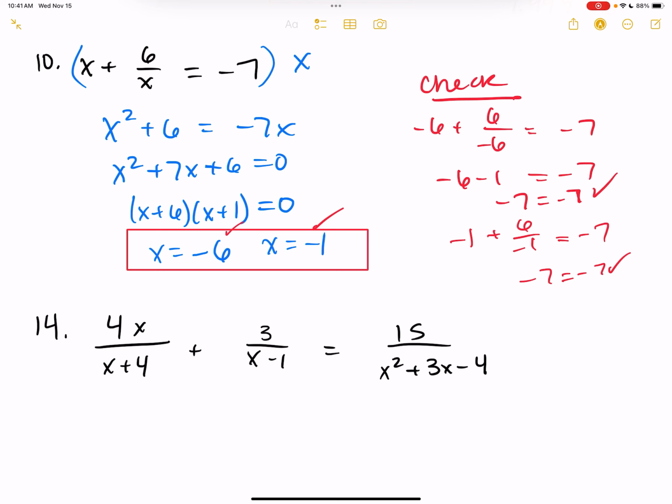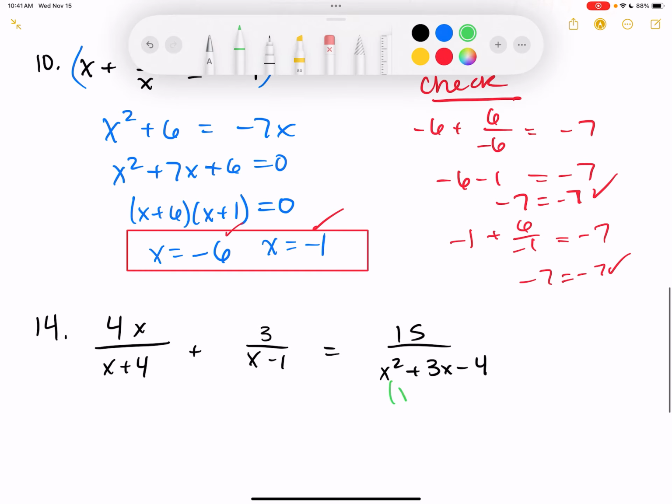So what would that factor into? x plus 4 and x minus 1. Oh, look at that. x plus 4 and x minus 1. So now I can multiply the whole thing by x plus 4 and x minus 1.